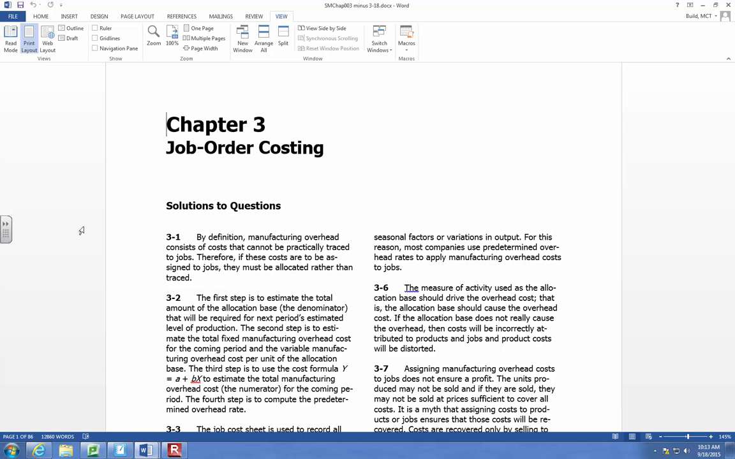What's the calculation? I guess I'll just start here with Jess, and then we'll go around. What's the calculation for predetermined overhead rate? What divided by what?